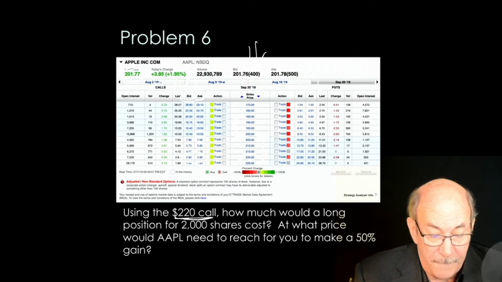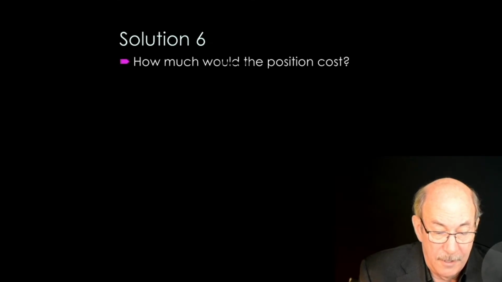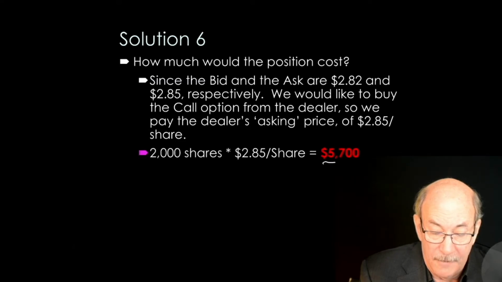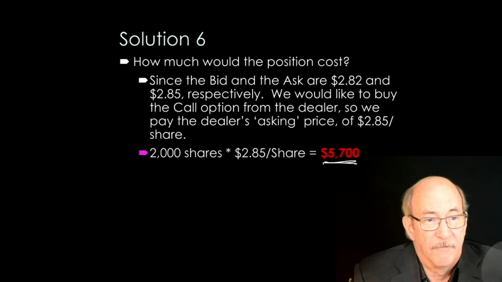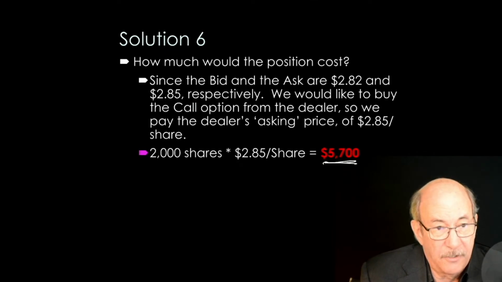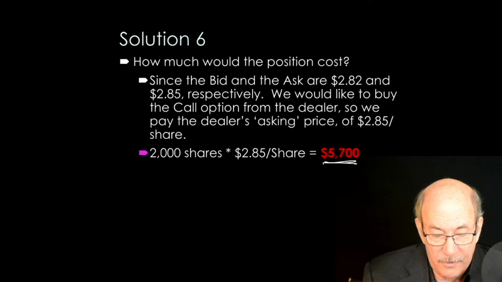So 285 times 2,000 shares. Let's look at that. It gives us a price of $5,700 to buy those contracts. And that would actually be, what, 20 contracts? 100 shares per contract, and we want to buy 2,000 shares worth of contracts, so that's 20 total contracts.